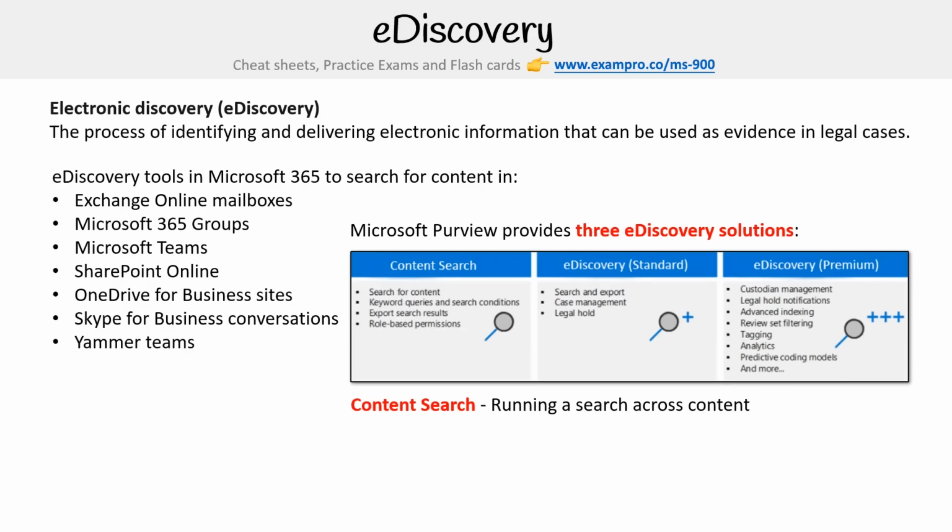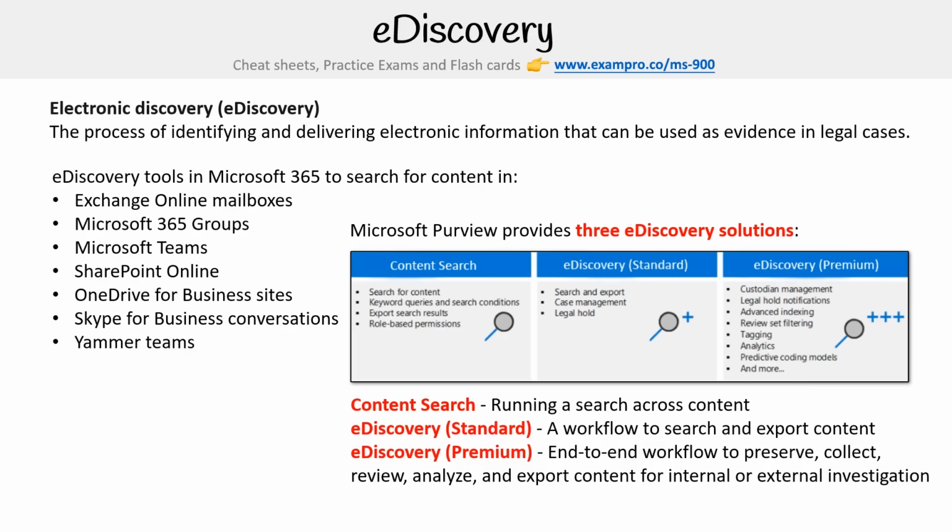The first one is Content Search, which lets you run a search across content. The second one is eDiscovery Standard, also known as Core Discovery, which is a workflow to search and export content. And the last one is eDiscovery Premium, also known as Advanced eDiscovery, which is an end-to-end workflow to preserve, collect, review, analyze, and export content for internal or external investigation. And we'll talk more about these 3 solutions in the next slides.